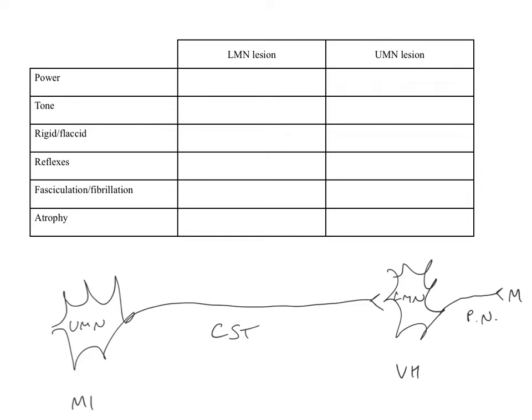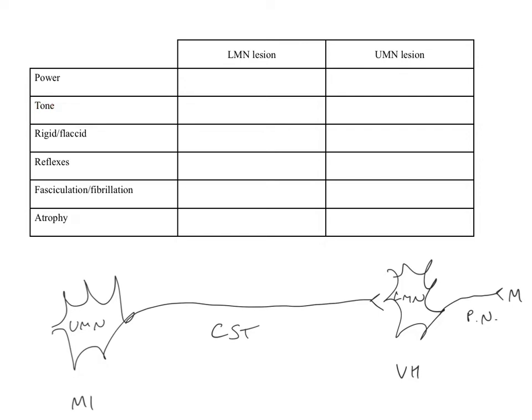So let's go through these clinical features and just make sure that we are happy with what they mean. Power. When you're assessing power clinically, you essentially ask the patient to do various movements which you resist, and in resisting that movement you can make an assessment of the strength that they have in their limbs. So power is probably the simplest of these features to understand.